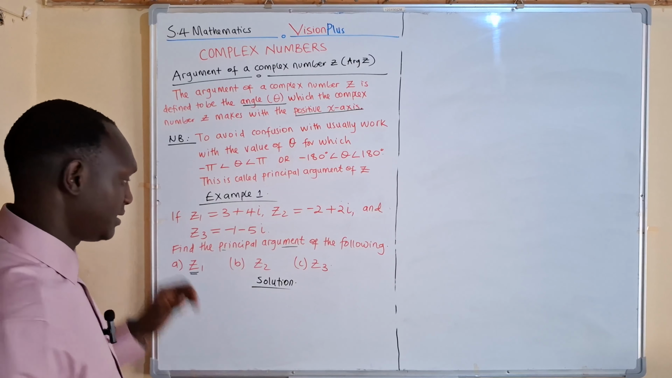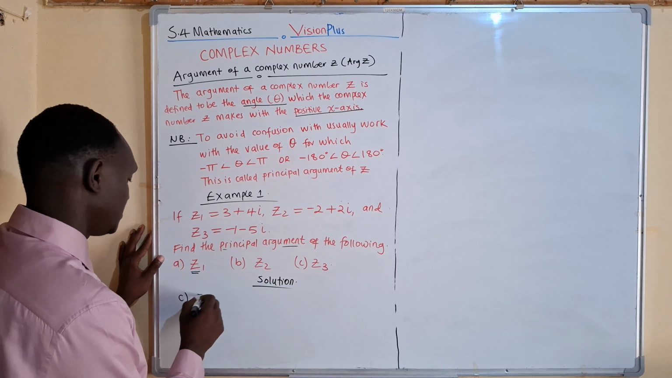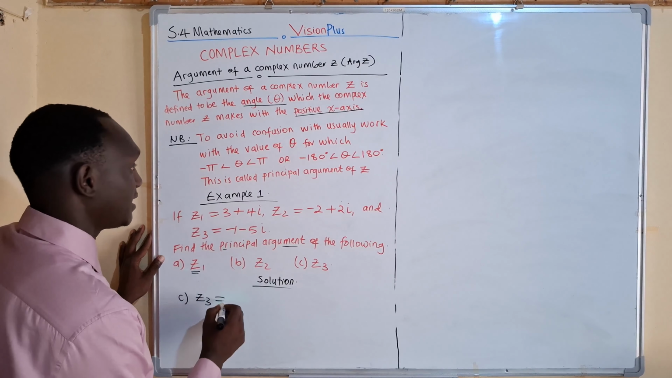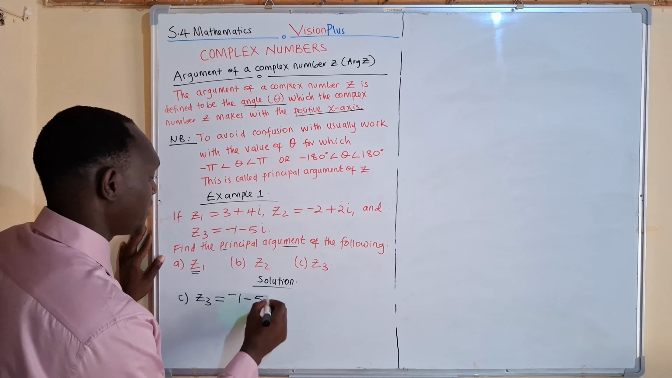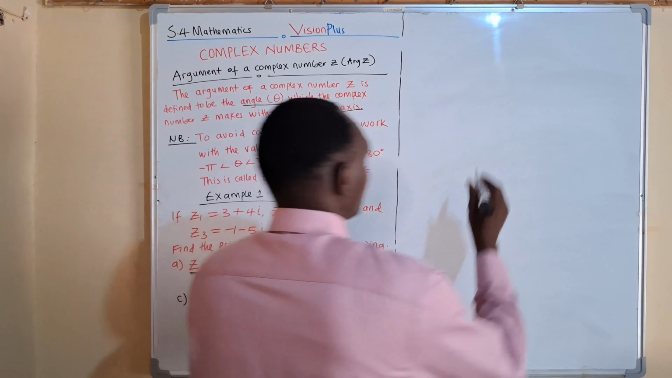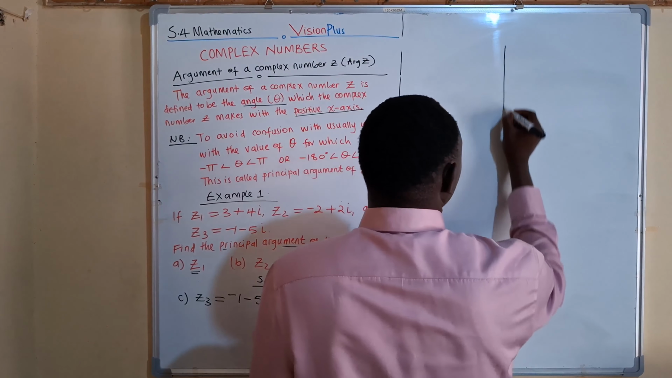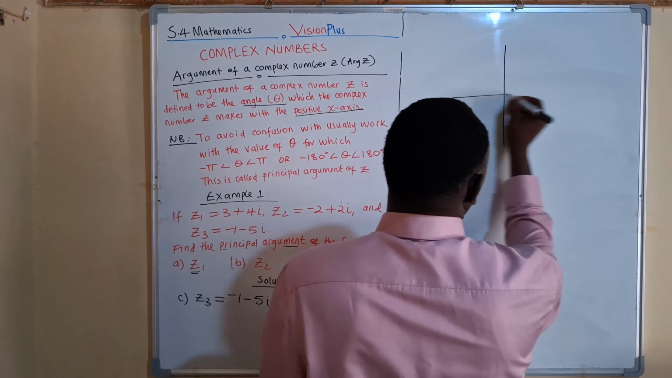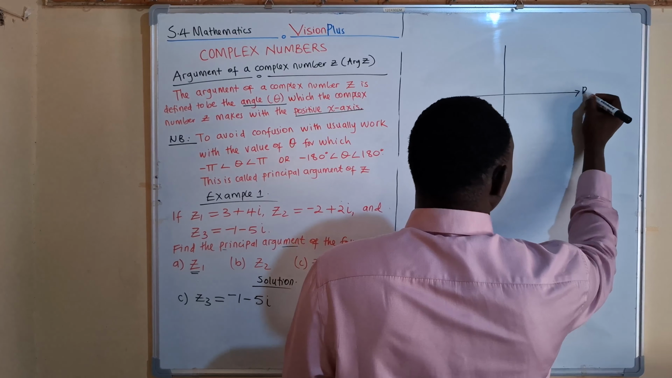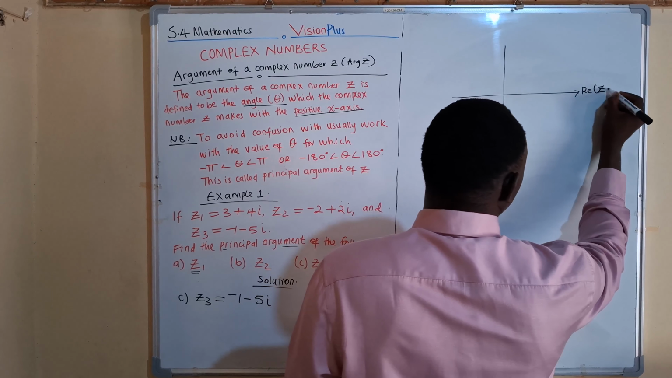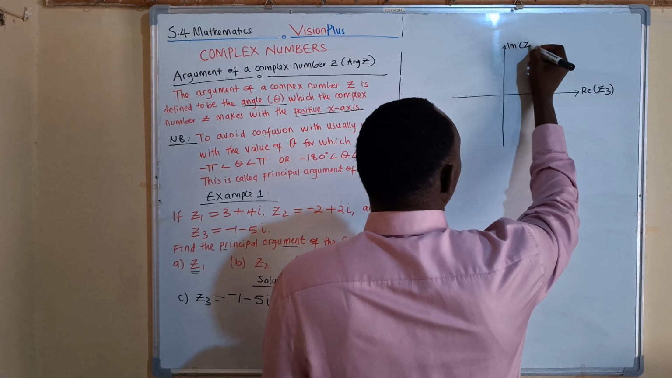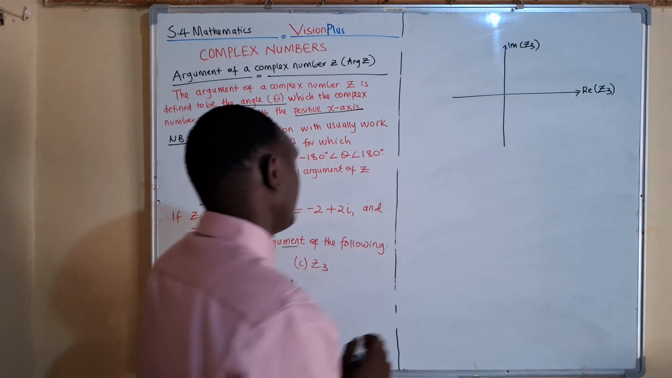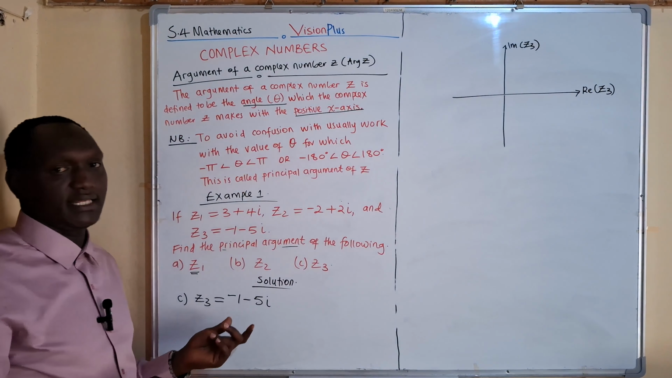And now for part C, which is Z3, and Z3 is given as -1 minus 5i. Step 1 is to draw the Argand diagram, which carries a mark, by the way. It carries marks. This is the real part of the complex number Z3. This is the imaginary part of the complex number Z3. Then we need to indicate this.